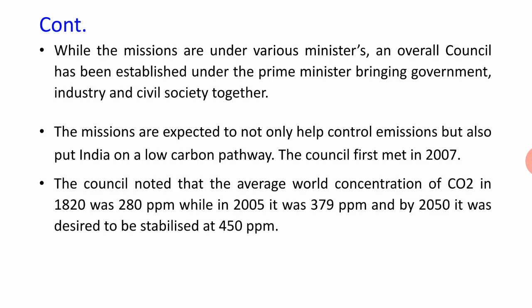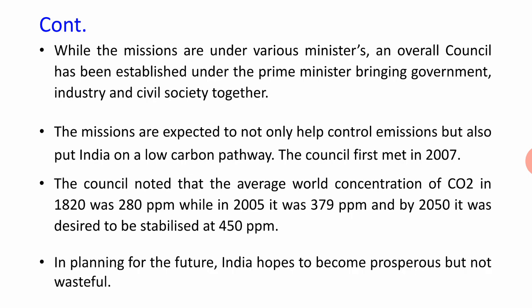In the 1820s the carbon concentration was 280 ppm, while in 2005 it was 379 ppm. By 2050 they expect 450 ppm in India particularly. There we can see how the carbon concentration in ppm is increasing: 280, 379 and 450. That means there is a tremendous carbon deposition in our surrounding atmosphere.